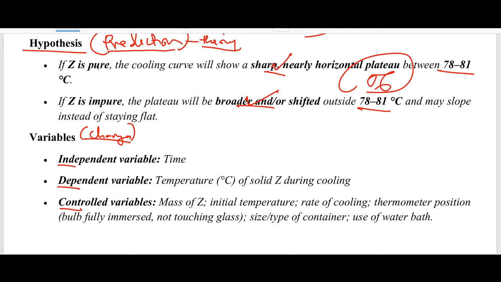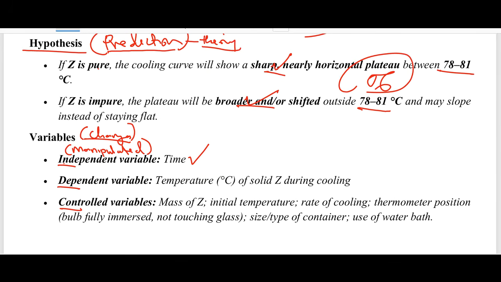We say that the independent variable is also known as the manipulated variable, what we keep on changing. So when you're carrying out our experiment, what are we keeping on changing? What we are changing, we are looking at the change in temperature as time goes on. So that time becomes our independent variable.